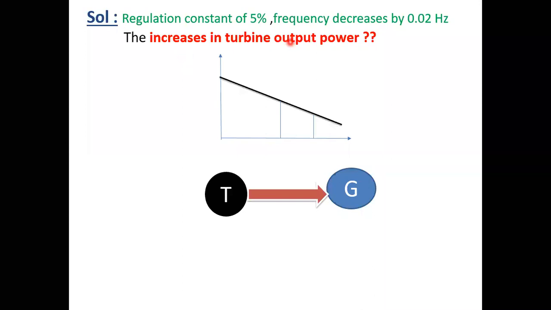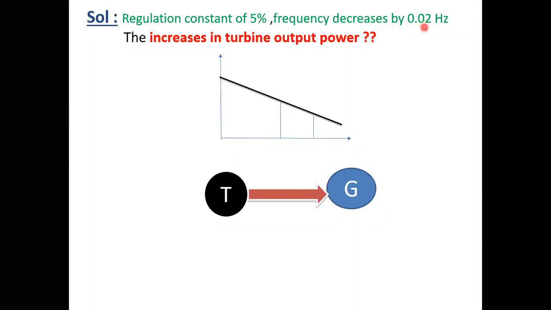So once again, I'm saying that this is nothing but the set of turbine and generator. The turbine output is connected to the input of your generator. From the generator, we will get electrical output, and that output is connected to the load side. When the load increases, then automatically the speed of the generator decreases. When the speed of the generator decreases, as we have a direct relation between speed and frequency, the frequency also decreases. In this case, the frequency decreases by 0.02 hertz.